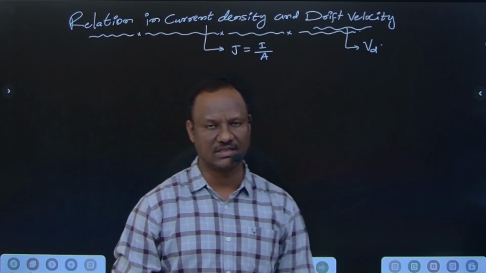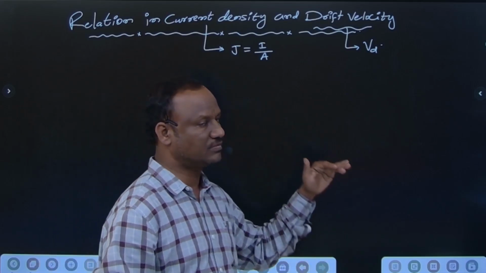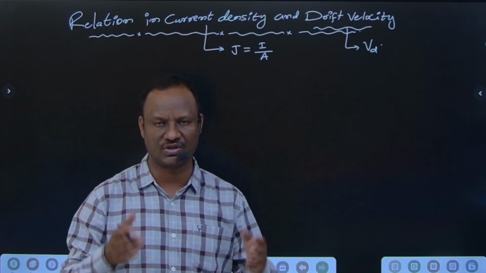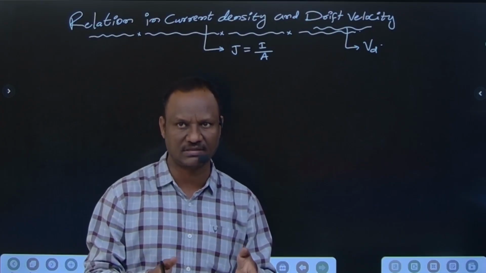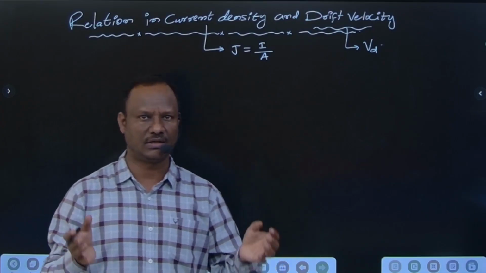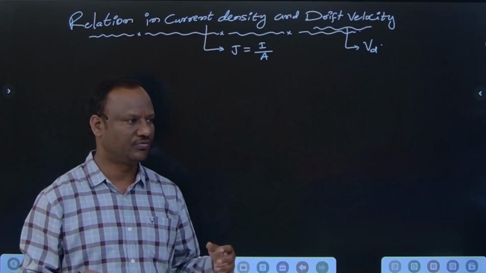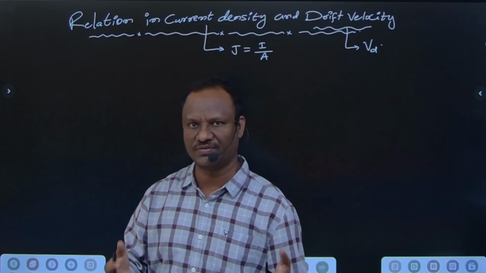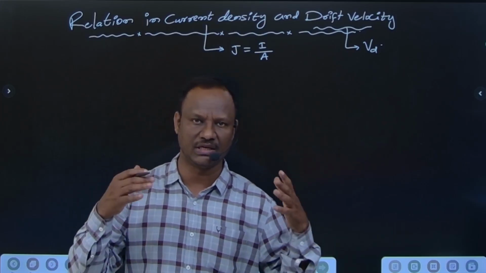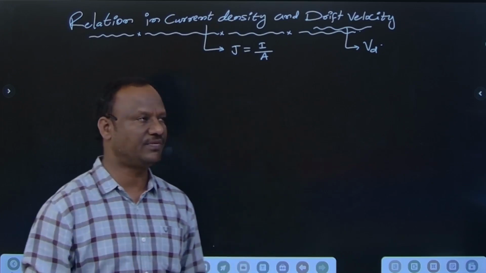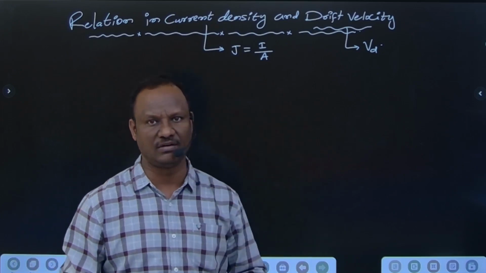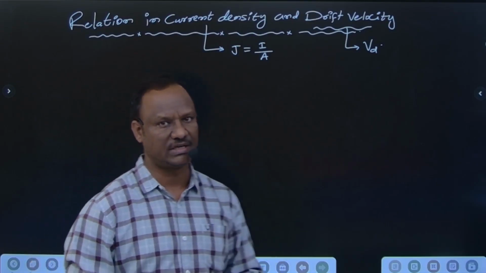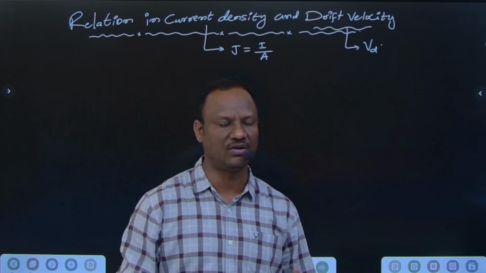And the drift velocity of electrons means the velocity in the presence of an external electric field. External electric field means what? When a potential difference is created, when a battery is connected to the ends of a conductor, an electric field will be established. So in the presence of the external electric field, the electrons drift. That is called the drift velocity.